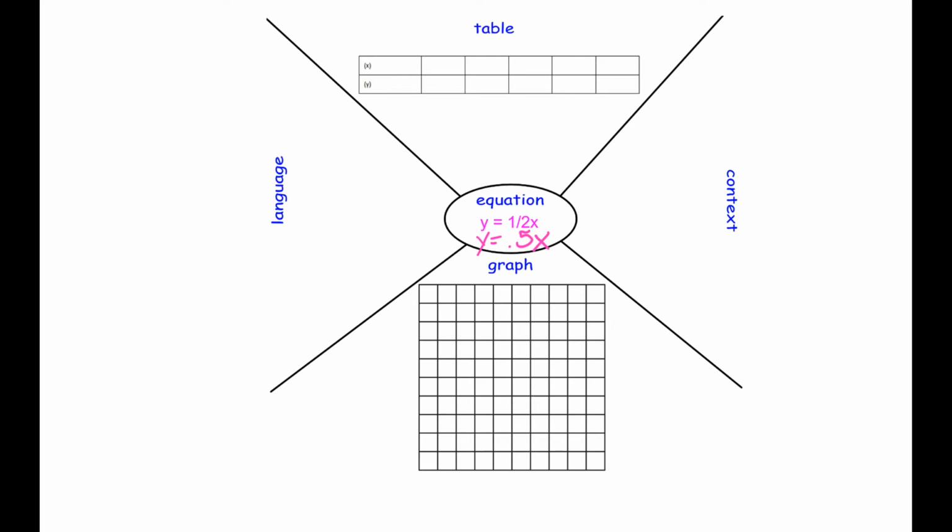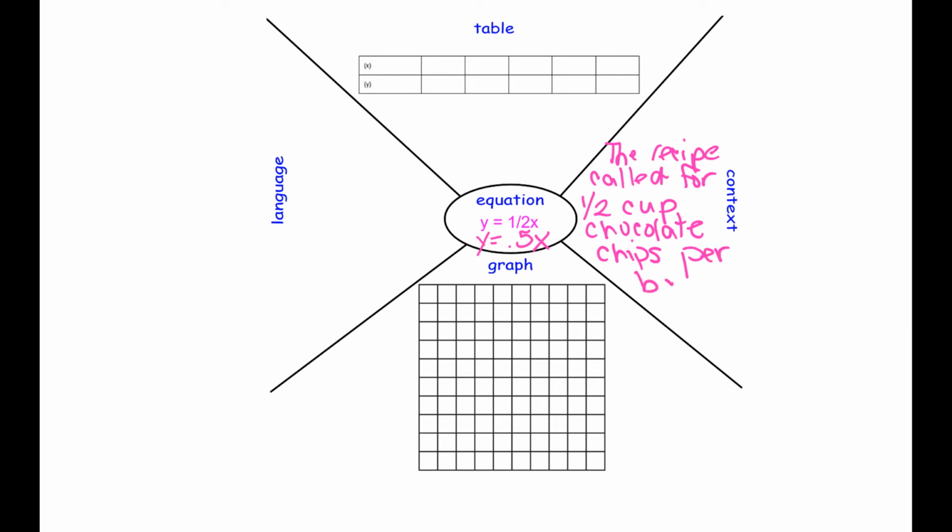I think it makes more sense to put it as a decimal, or I can use it as the fraction. So like maybe I was talking about a recipe, because a lot of times you have fractions in that. So maybe a context for this could be the recipe calls for half cup chocolate chips, because I like chocolate, per batch, like batch of cookies or batch of bars or something.